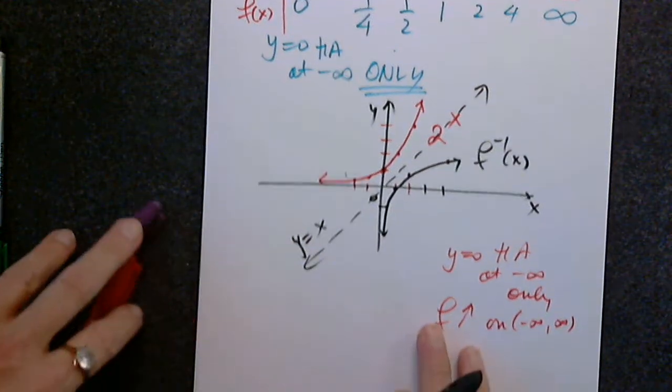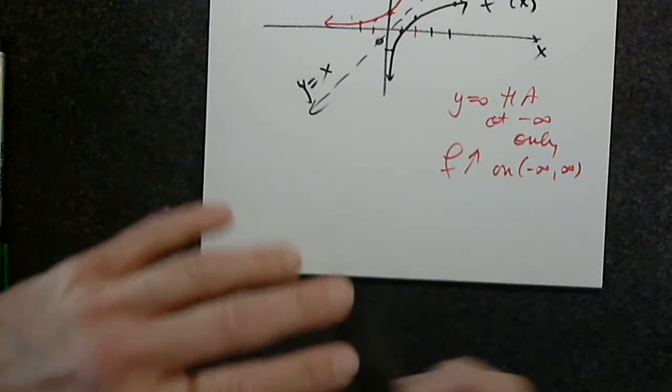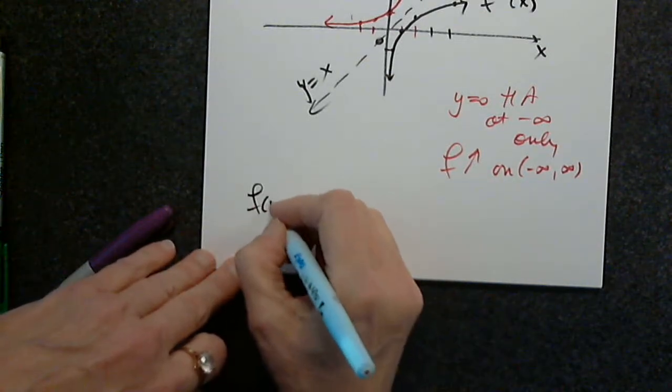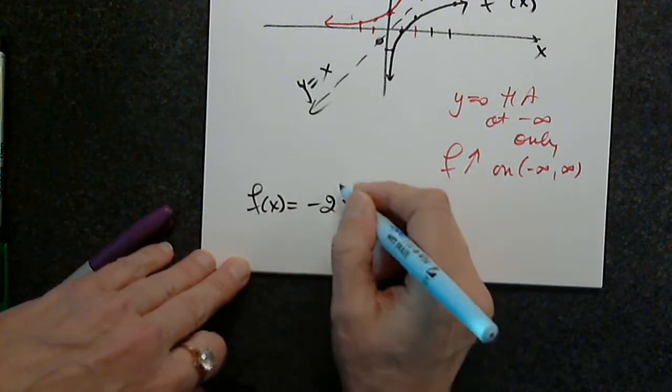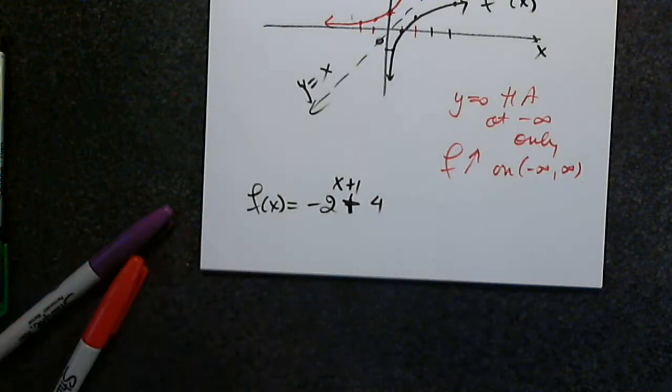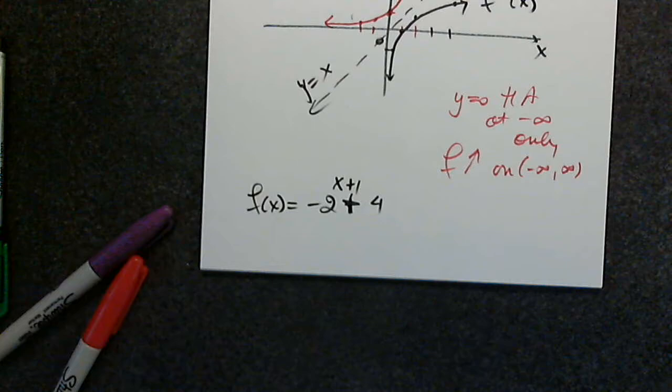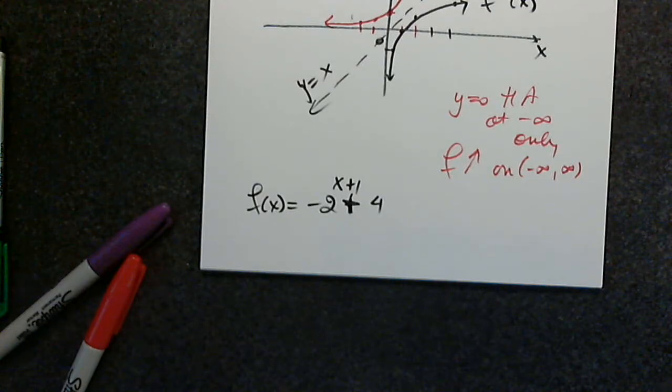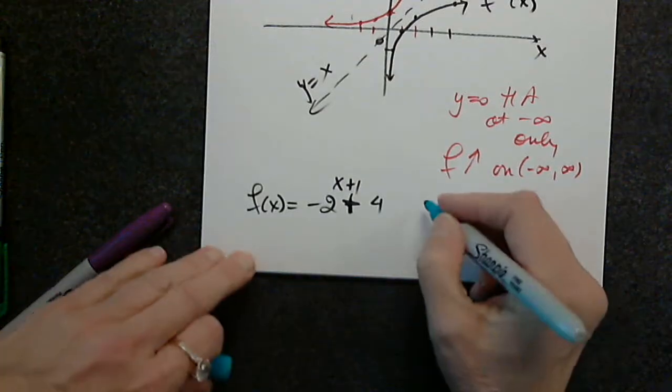Okay. Now let's look at transformations. Yes, we will. Right here, right now. Negative 2 raised to x plus 1 plus 4. So this is no longer a pure exponential function. Can anyone give us the base function that was used?